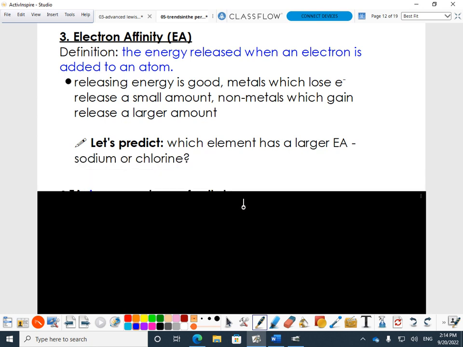So which element is going to have a larger electron affinity? Find sodium, Na, or chlorine, which is Cl. Again, metals are going to lose electrons and release a small amount of energy. Nonmetals gain electrons, so they release a larger amount. If I give you a nice question like this, which is metal versus nonmetal, then it's a little bit easier to do. When I sneak in the group one, that's when it gets tricky.